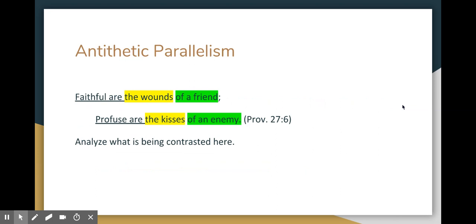Let's take a look at another example for antithetic parallelism. Faithful are the wounds of a friend. Profuse are the kisses of an enemy. Let's analyze what's being contrasted here. Well, we have faithful are and profuse are. Those would be parallel. But the wounds versus the kisses, those are very different, right? And of a friend versus an enemy. So we have very contrasting ideas here. Contrasting ideas from one line to the next. So that would be antithetic parallelism.